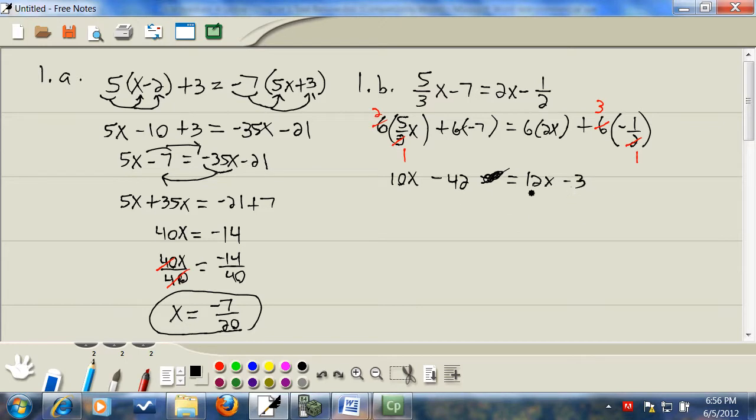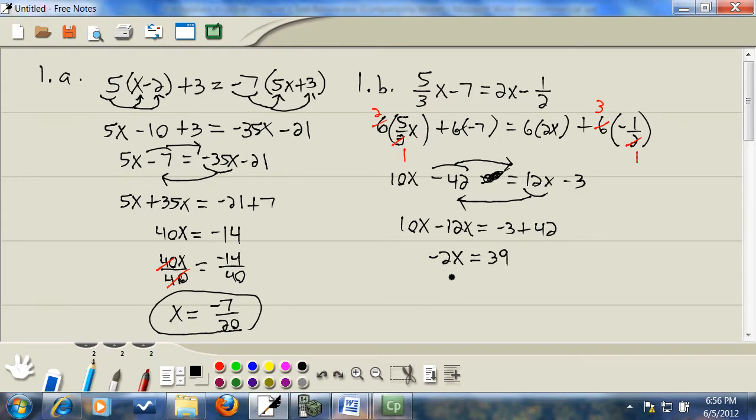Now step 3, get everything with an x on one side, numbers on the other. So I'll take 12x and move it over to the left side. And I'll take negative 42 and move it to the right side. Remember, when you move anything across the equals, the sign changes, so the 12x becomes a negative 12x. The negative 42 becomes a positive 42. At any step, combine together like terms. 10x minus 12x gives us negative 2x. Combine together numbers. Negative 3 plus 42 gives us 39.